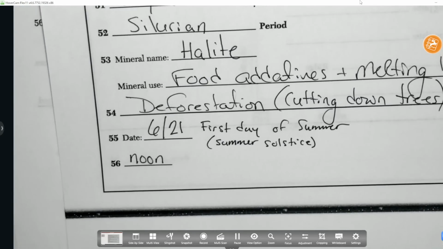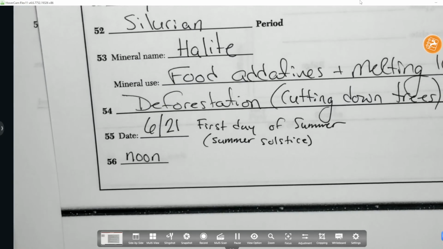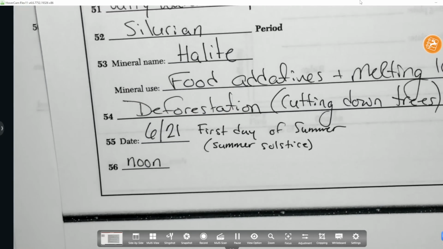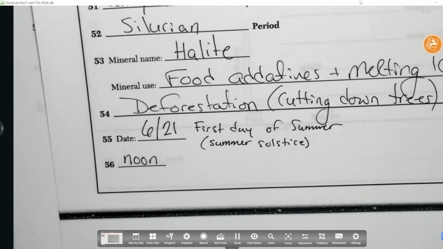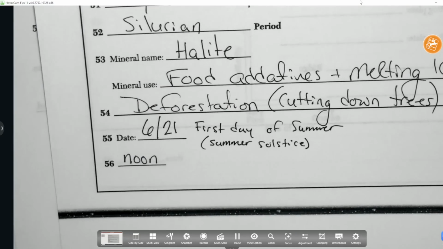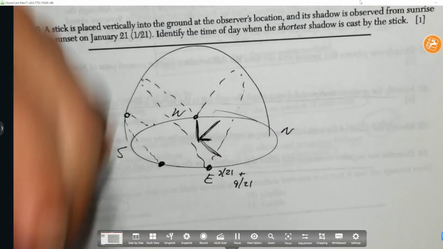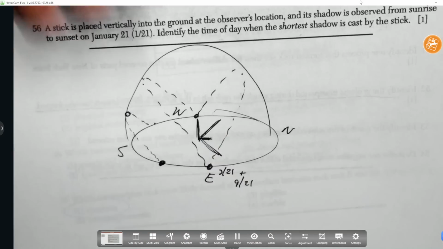Sunrise and sunset always create the longest shadow because think about it, if you see the sun coming up on the horizon, it's sideways, and your shadow is now infinitely long. It just keeps going. Let's see how many more we can get through. Question 57.